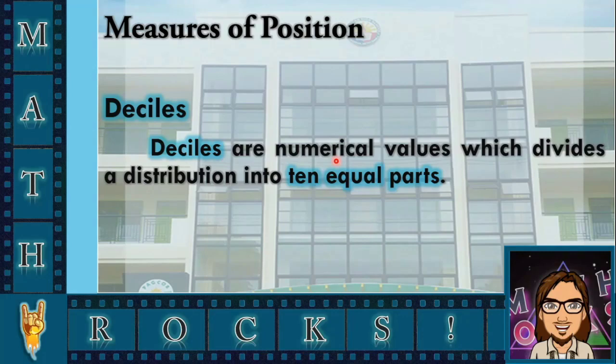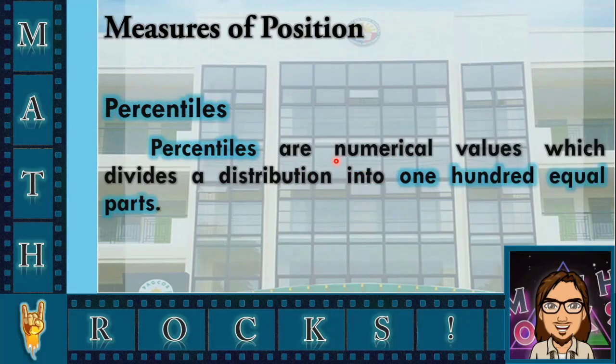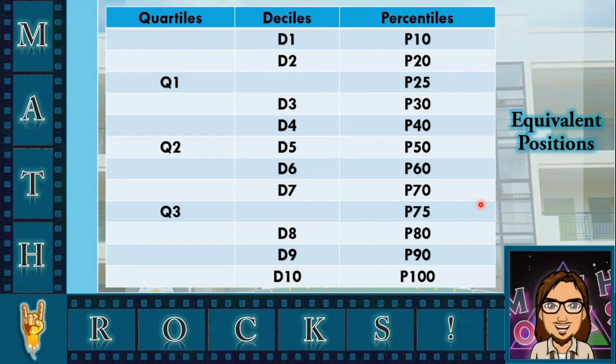You just have to use the idea that we have done for the quartiles. And with that, let us proceed with the percentiles. So the percentiles are said to be, again, the numerical values that divide a distribution into, this time, 100 equal parts. And with that, let us take a look at these equivalent positions, having our quartiles here, and the deciles, and here we have the percentiles.